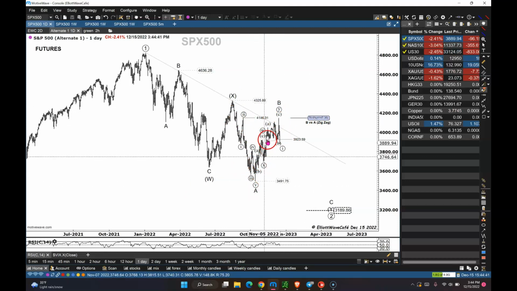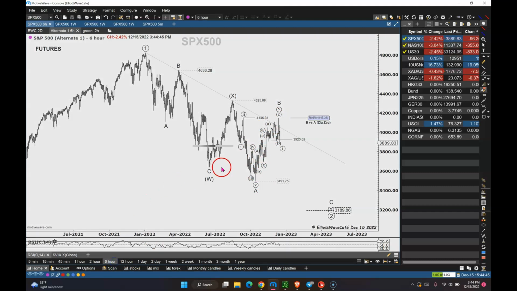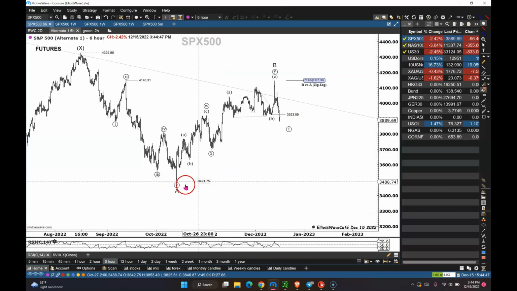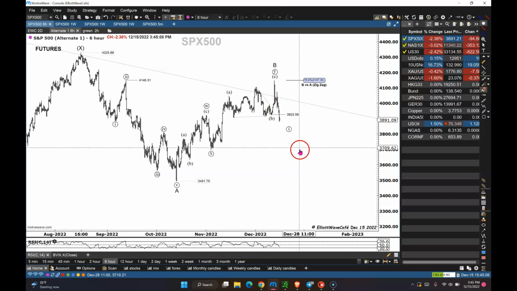I changed the count again on this because it was looking much uglier as an ABC. So I shifted it more to a WX, a triangle B up in C, to have a better look. And obviously it's a little bit easier to do this in hindsight, but I think this is more appropriate. We'll see what happens here. But with the break below these levels, I think the stop is well confirmed, and we should be trending lower, at least for a while.